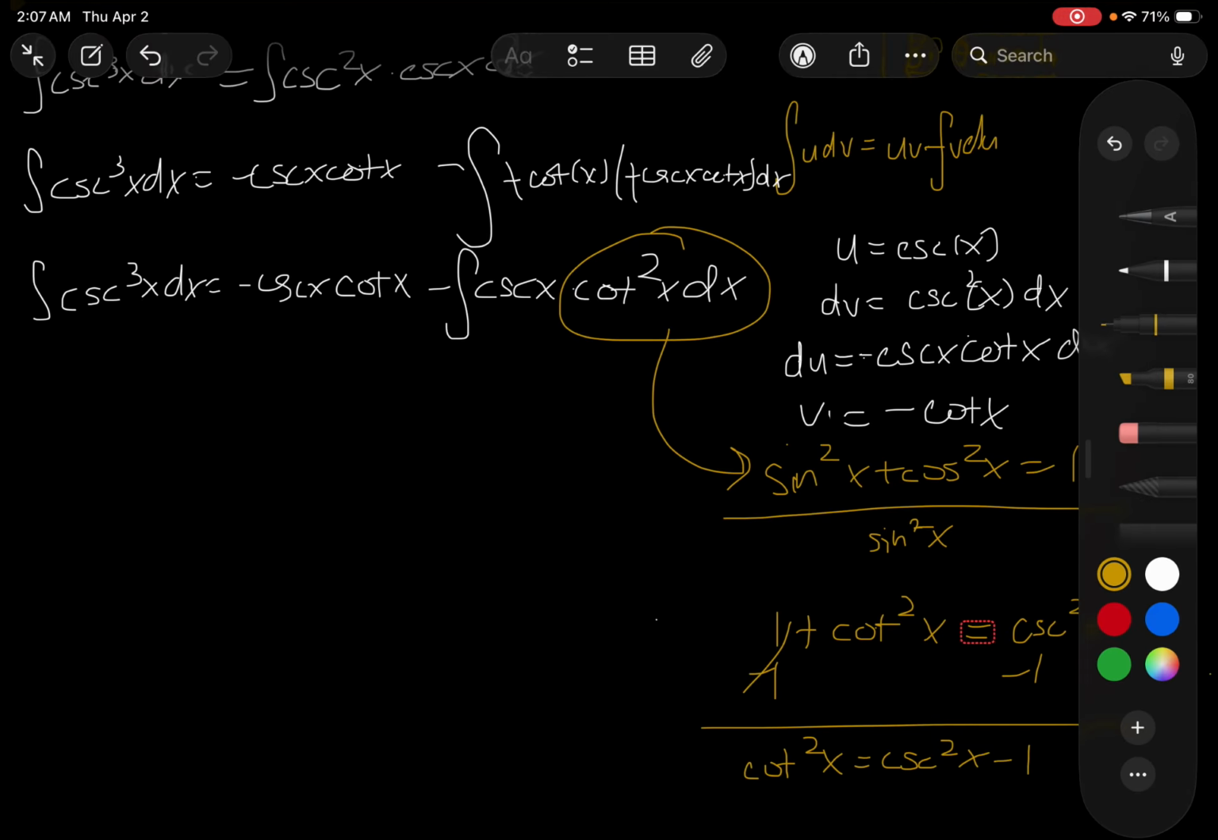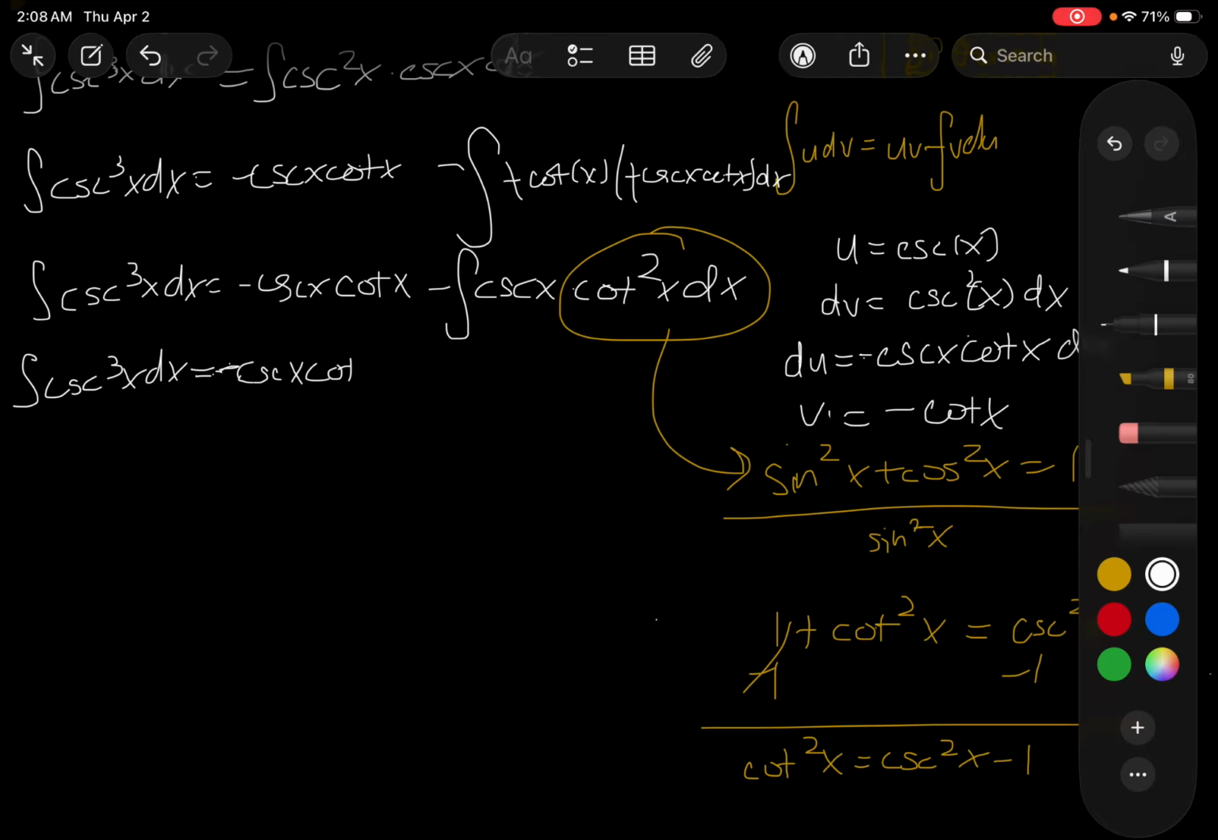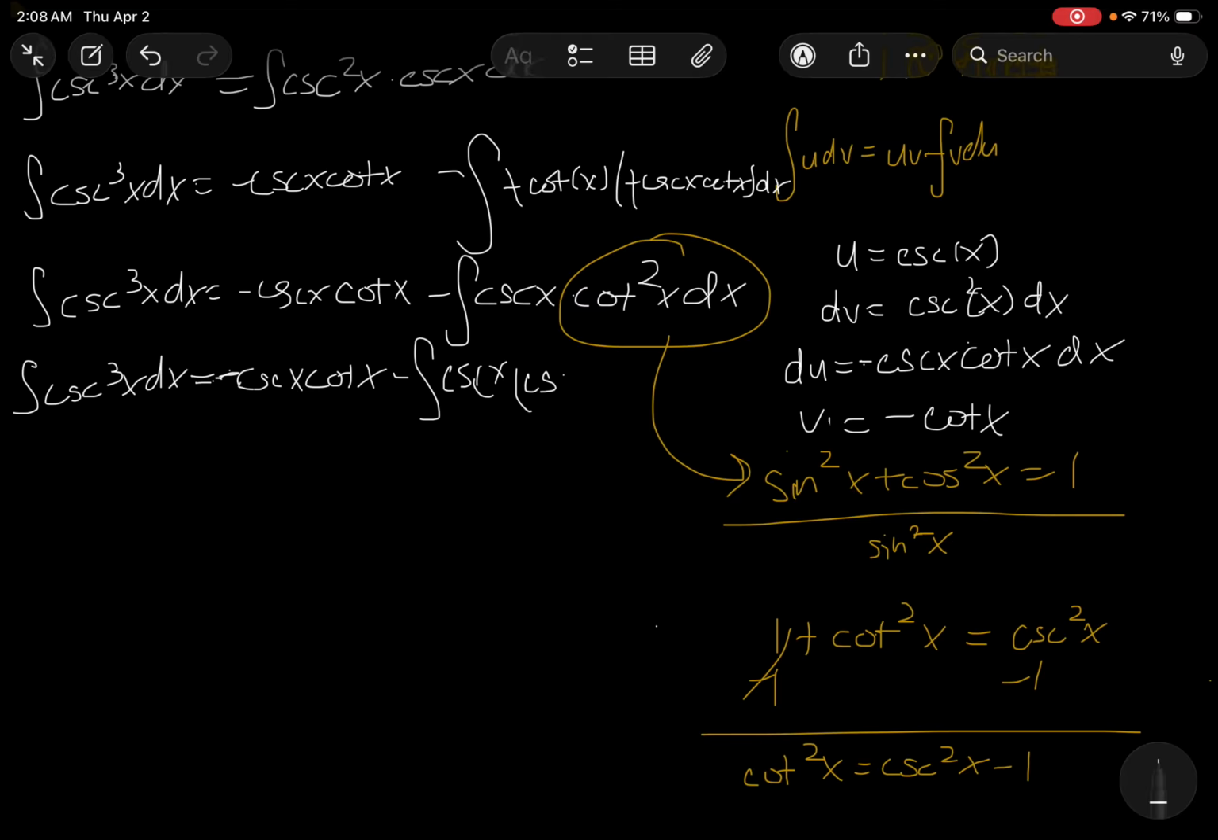And now we're going to re-plug that back into our formula here. So it's going to be the integral of cosecant cubed of x dx equals negative cosecant of x cotangent of x minus, we're going to factor that, the integral of cosecant of x times cosecant squared of x minus 1, since cotangent squared of x is equal to cosecant squared of x minus 1. And we're going to add the dx at the end.